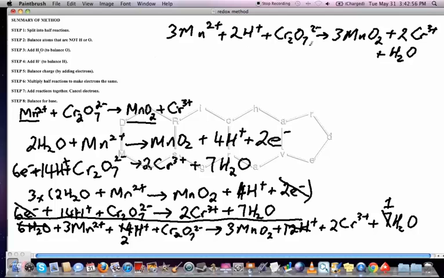Let's look at the elements. We've got 7 oxygens over here. Here we've got 3 times 2 is 6, plus 1 is 7, that's good. Hydrogens, we've got 2, chromiums 2 and 2, manganese 3 and 3, and it looks like everything's okay. So that's a good thing about redox reactions. You know you're right because everything balances out, including the charges.